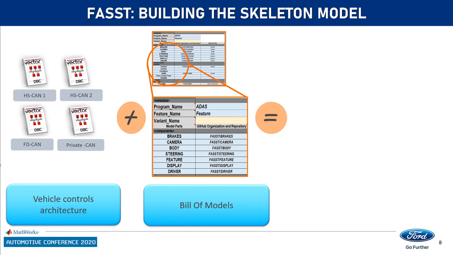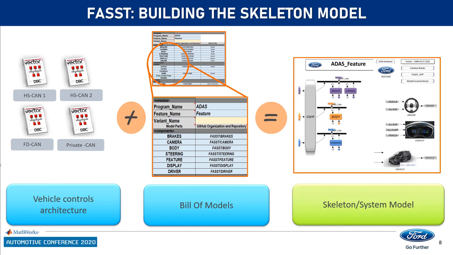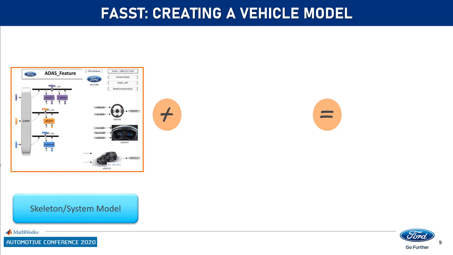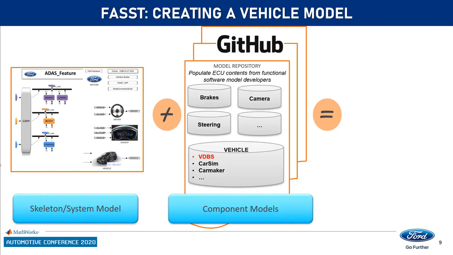And then we build a skeleton system model. This is just an empty framework with all the IOs being set up. It's done fully automatic. Then we have the skeleton system model, but we have to add some component models. We pull them from the GitHub cloud, and then in the next section you will see how it works.